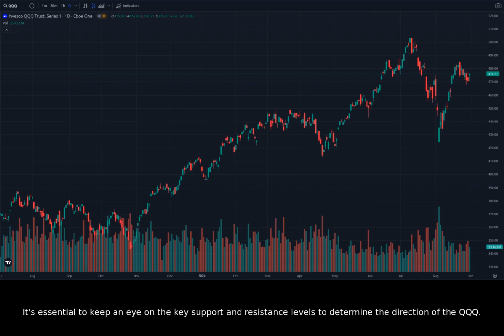It's essential to keep an eye on the key support and resistance levels to determine the direction of the QQQ. Let's zoom in on the recent candles to identify key price levels. The QQQ has been trading in a range between 460 and 485 for the past few weeks. We can consider the 460 level as a strong support level, while the 485 level represents a strong resistance level.